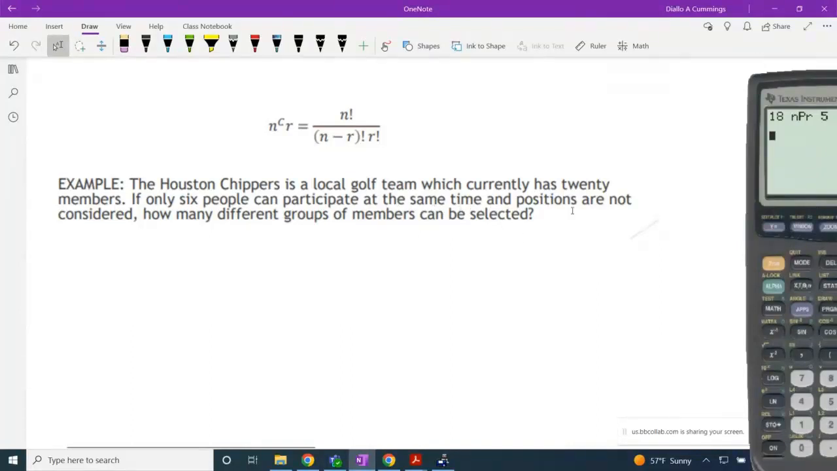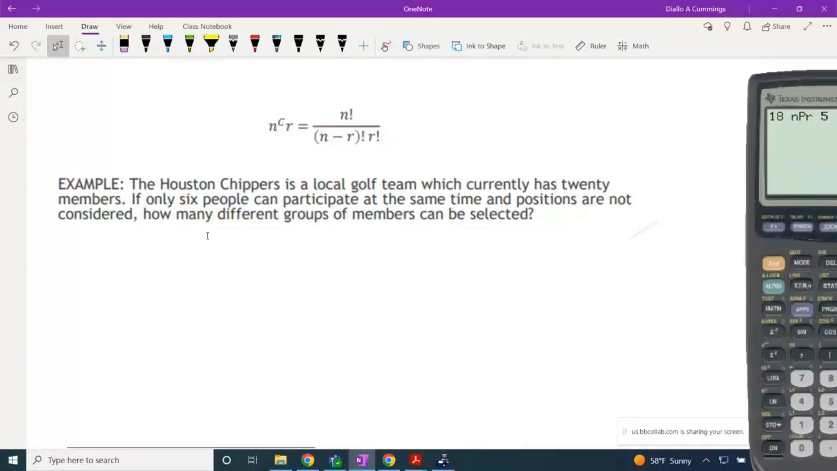So in this example, the order or the positions don't matter. Now if this part of the sentence was not in here, then it would be a permutation, right? Because if you're going to pick a center and positions matter, you're going to pick the tallest person. You're not just going to randomly pick anybody to be the center, right? If you're trying to pick a guard, you want to pick a person that can handle and dribble the ball, shoot and pass. You don't want to just pick anybody, right? But here it says positions don't matter. So that would constitute this as a combination.